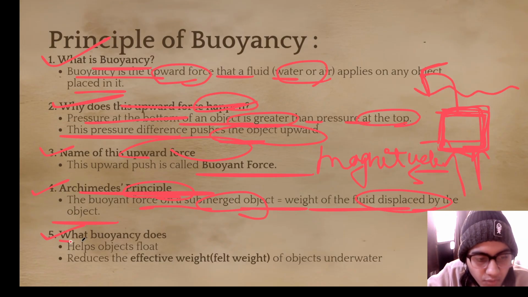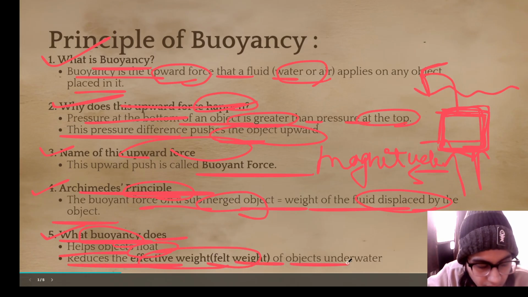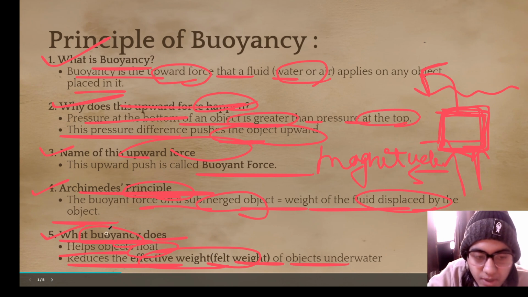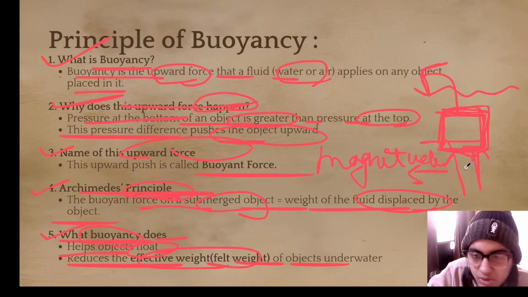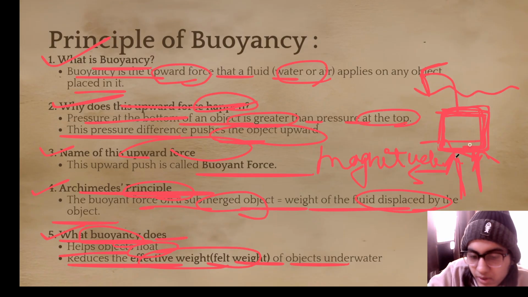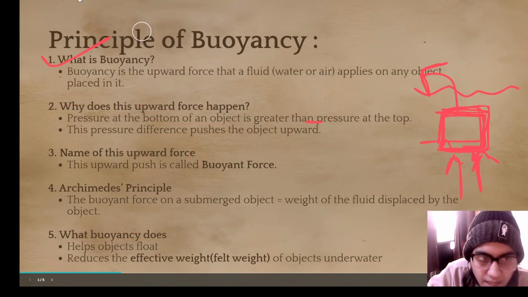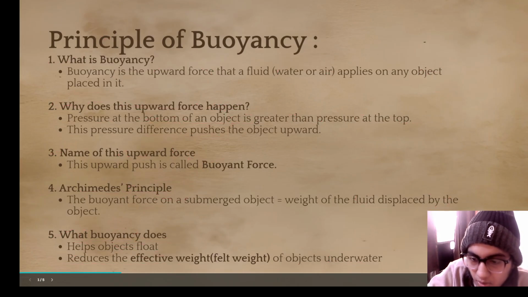Now let's see what buoyancy does. It helps objects float and reduces the effective weight of objects underwater. So buoyancy pushes the object upward, so it helps the object to float, and it reduces the effective weight of objects underwater. What does this effective weight mean? You can also call it felt weight. It is easier to comprehend.